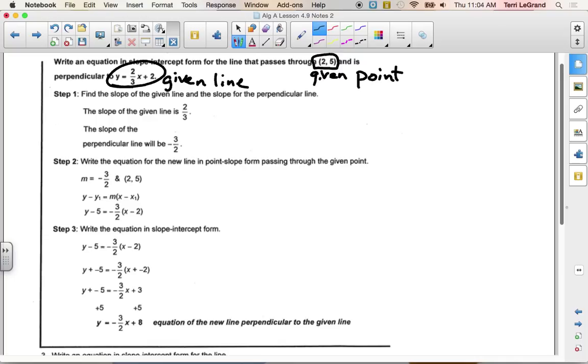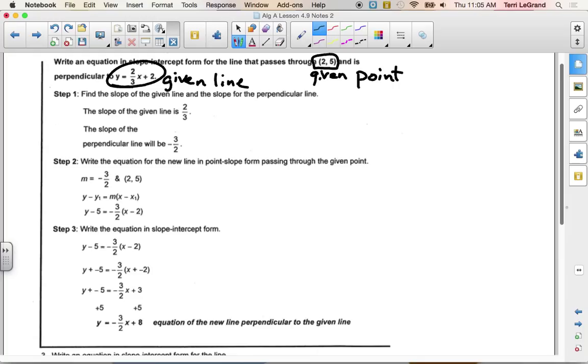So here's the most important step in this one. Hear me. Stop. I have my red on. You have to be able to identify the slope from the given line, because then you're going to say to yourself, oh, the slope of the perpendicular line can't be the same thing. It's got to be the opposite sign and reciprocal.